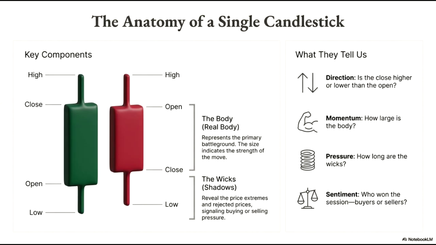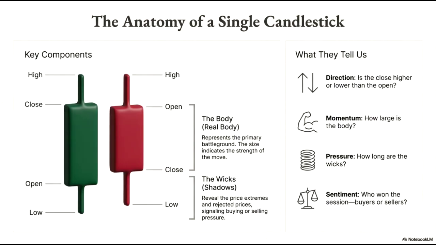Understanding these visuals is essential because they represent the battleground between buyers and sellers over a specific period. Every candle is defined by 4 key price points: the open, high, low, and close. The color of the candle indicates the direction. Green means the price closed higher than it opened, while red means it closed lower.